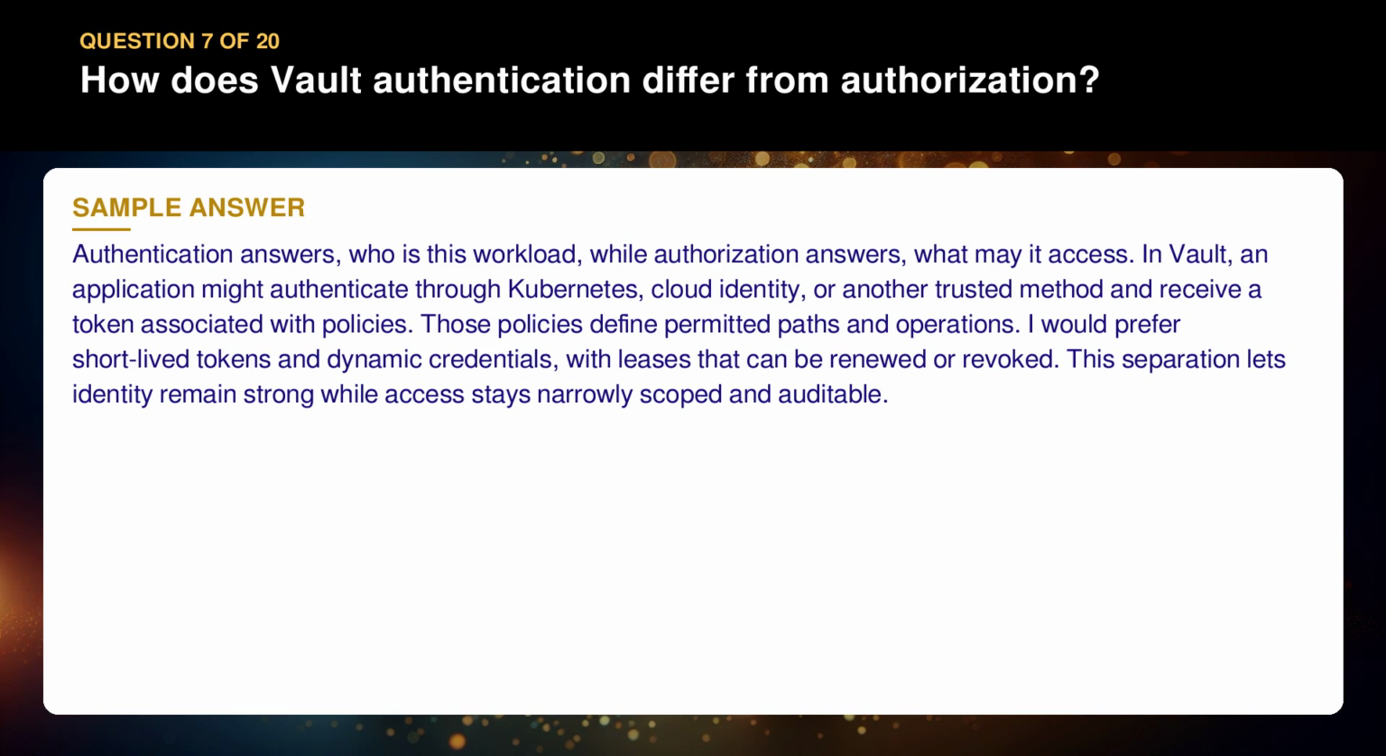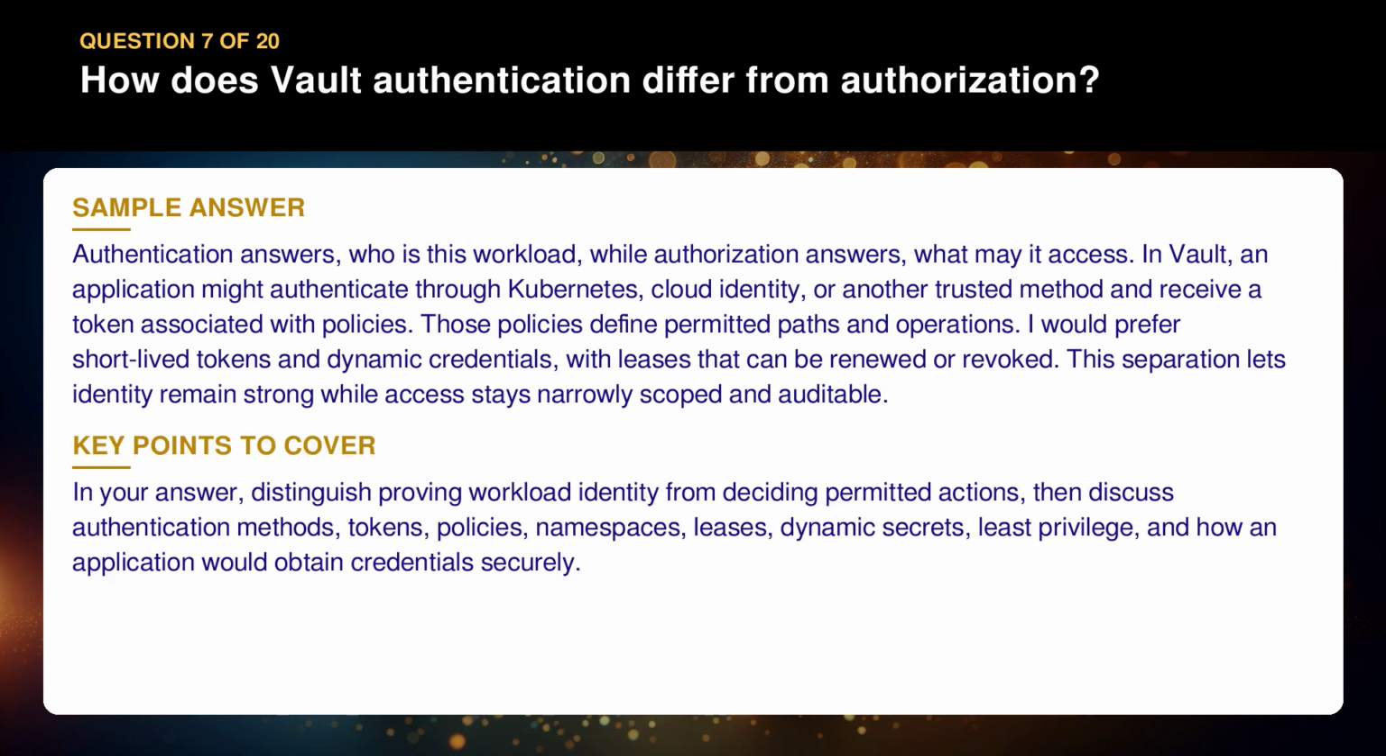I would prefer short-lived tokens and dynamic credentials, with leases that can be renewed or revoked. This separation lets identity remain strong while access stays narrowly scoped and auditable. In your answer, distinguish proving workload identity from deciding permitted actions, then discuss authentication methods, tokens, policies, namespaces, leases, dynamic secrets, least privilege, and how an application would obtain credentials securely.